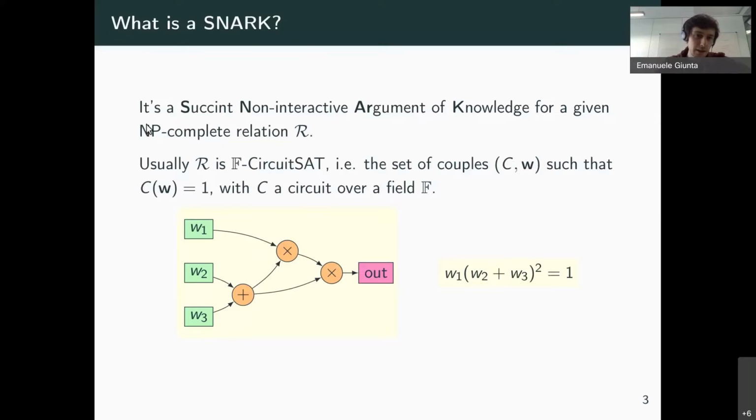Even though the class NP contains all the languages such that there is always a witness, in this case the point W, that lets us decide in polynomial time if the circuit is satisfiable or not. And by complete, in this case, I mean that if you can solve decidability for this language, we can solve decidability for any other NP language. An example could be maybe Hamiltonian cycle.